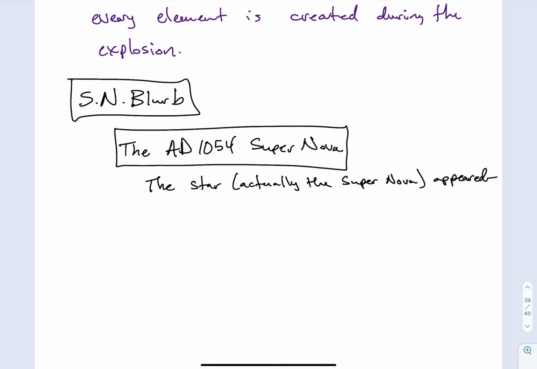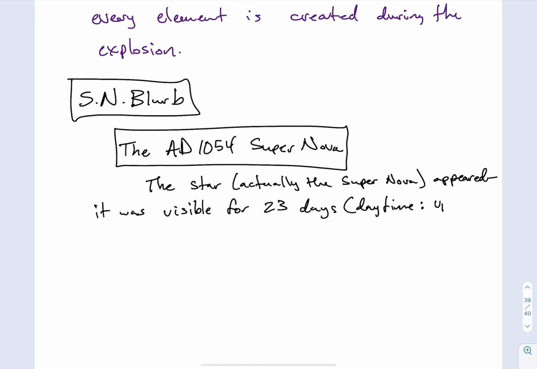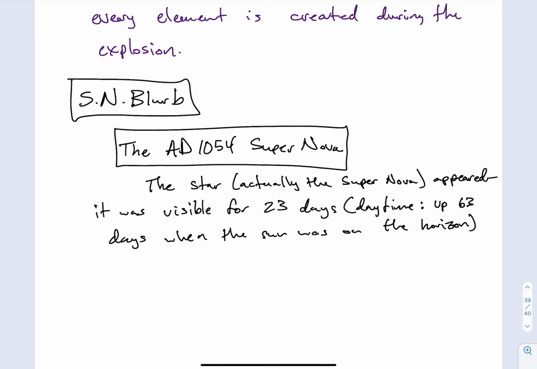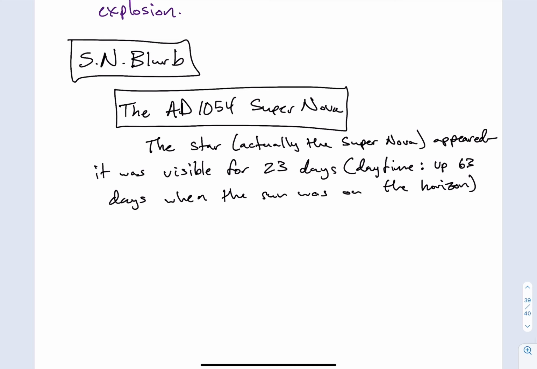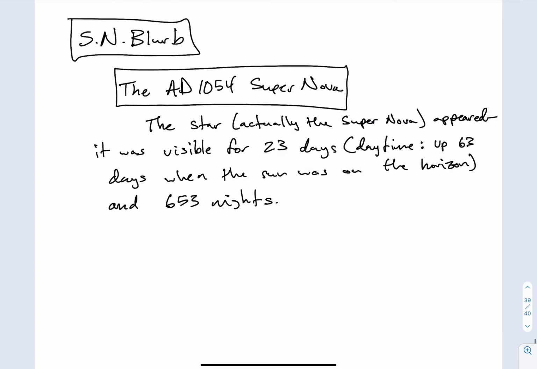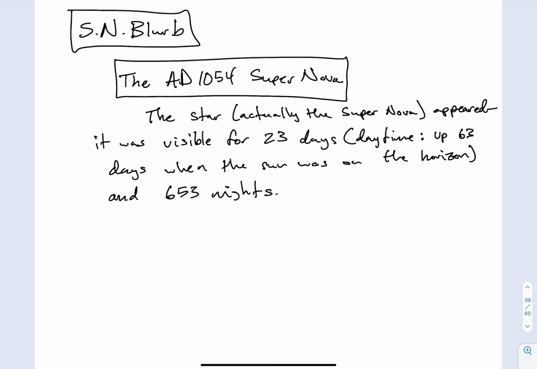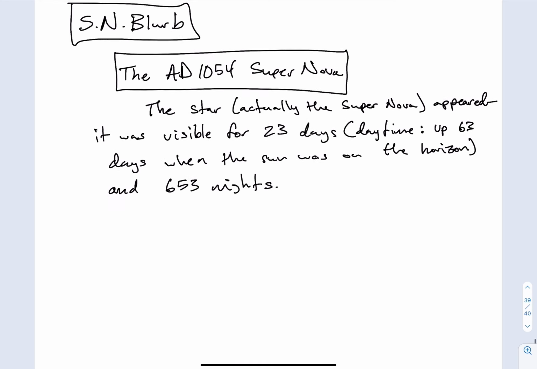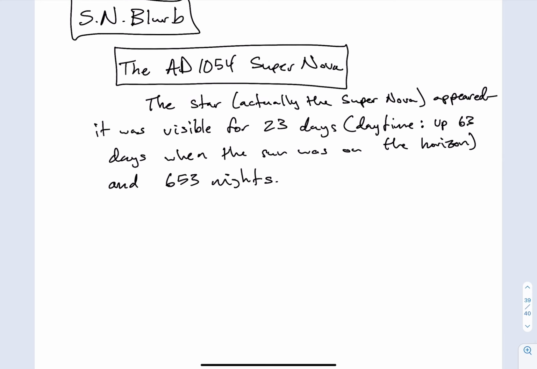It was visible during the day for 23 days, and up to 63 days when the sun was on the horizon. And it was visible for 653 nights. So for over 2 years, this star appeared and then existed in the night sky. And for a little over 2 months, it existed in the daytime sky as well. I can't imagine what they must have thought. Although they did write about it, so we can imagine.